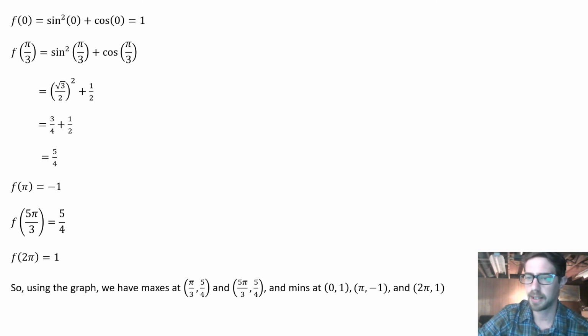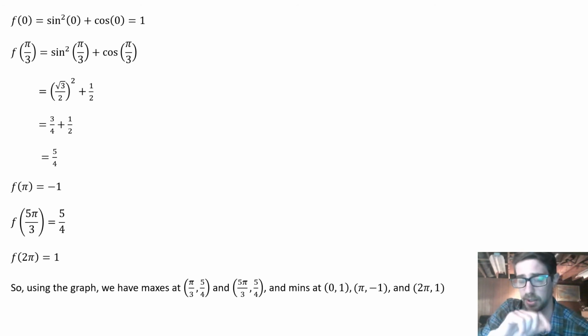What I'd really like to see at the end of these is a summary like this. You don't have to use complete sentences or anything, but just look at the graph and say, okay, those pi over 3s, those were maxes. So the point is the max, right? Pi over 3 comma 5/4 is the local max of the function, and 5 pi over 3 comma 5/4 is the other one. And then we have our mins.